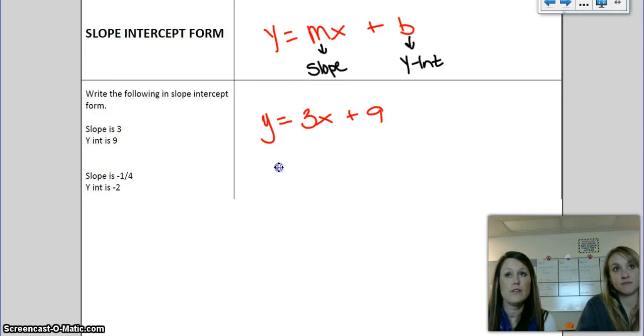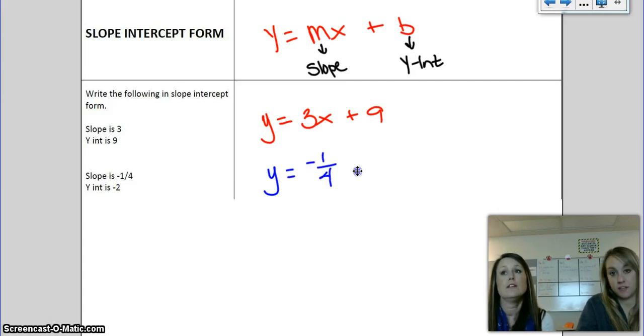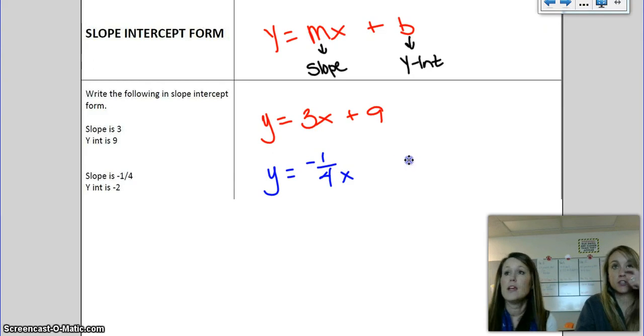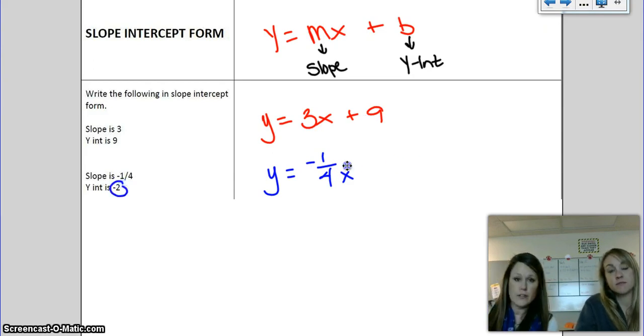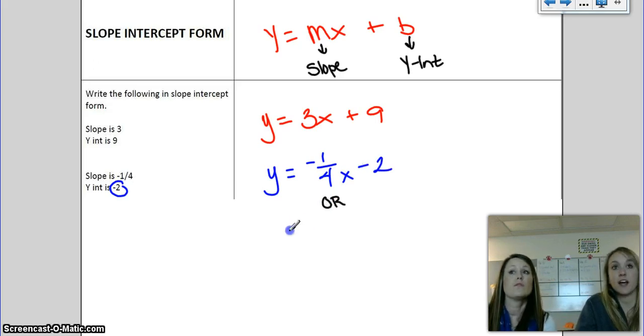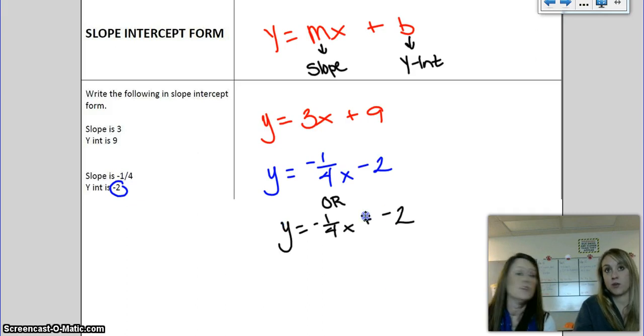Second one, slope is negative 1/4. It doesn't matter that there's a fraction. It doesn't matter that it's negative. Y equals negative 1/4 x, and it's usually a plus, but now I see that my y-intercept is negative, so we're going to do minus 2. The sign goes with it. Or if you want to keep that plus in there, that's perfectly fine, just make sure that 2 has a negative with it. Either one.